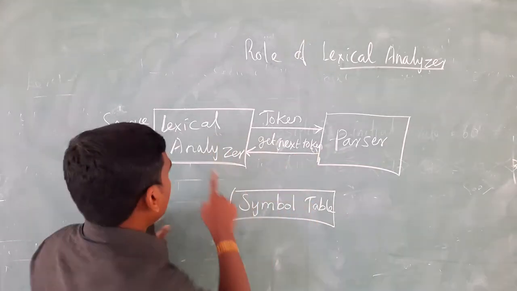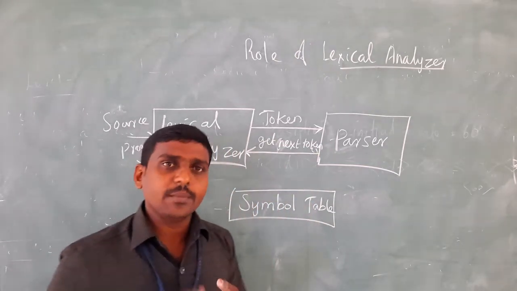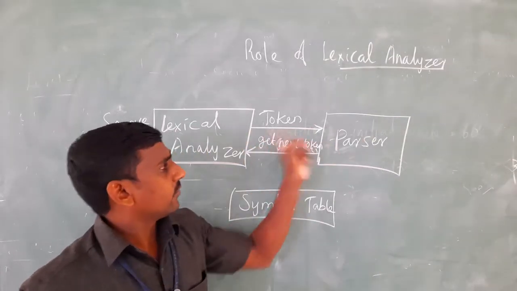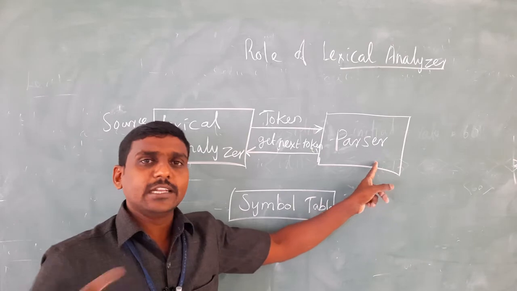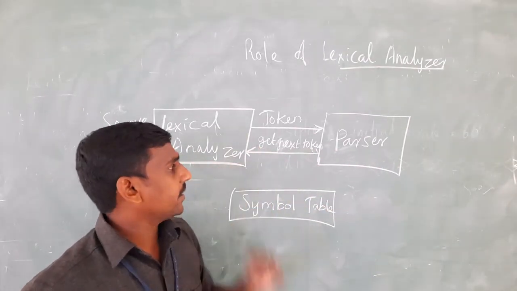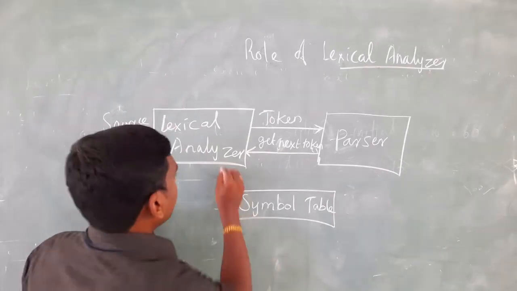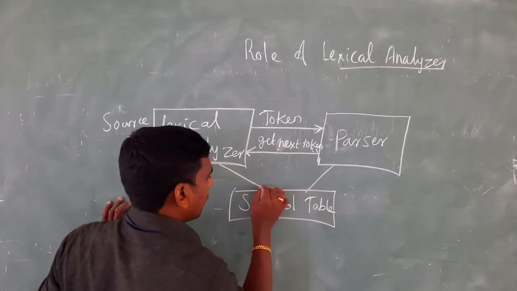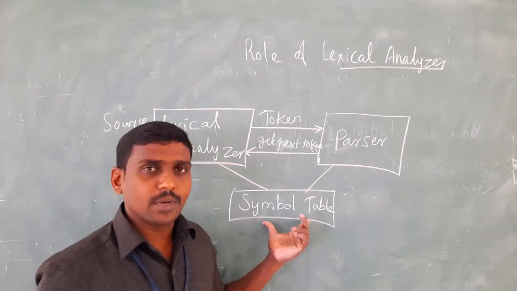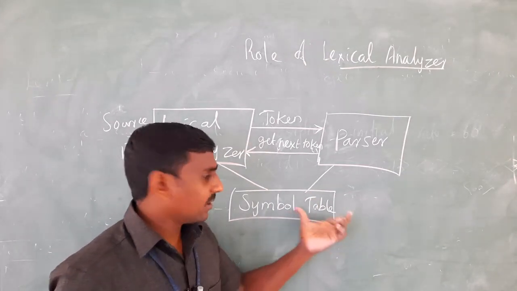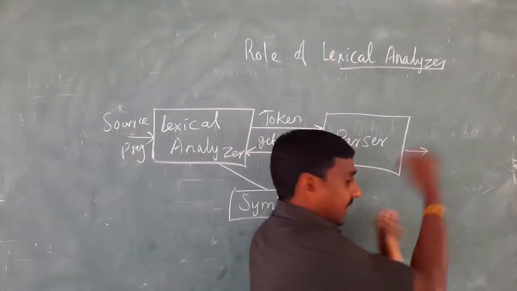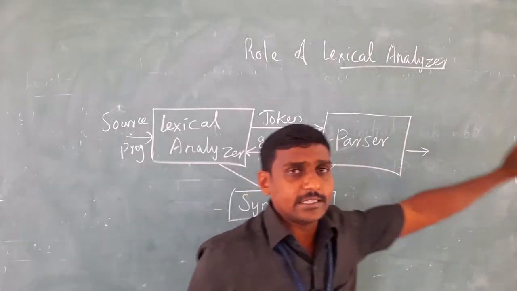Clear? The lexical analyzer scans the program and converts it into tokens line by line, one by one. First it converts and gives the token to the parser. If the parser needs the second token, it calls the lexical analyzer using the command get next token. During the conversion of source program into tokens, it takes the symbol from the symbol table. Clear? This is the second phase, the parse tree. This is the third, fourth, etc.